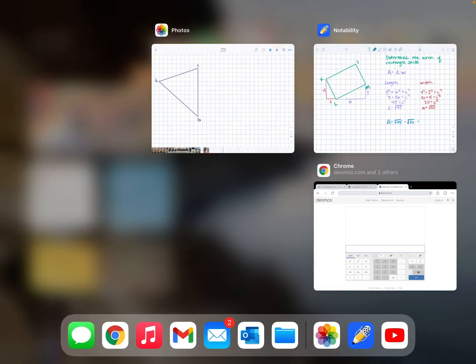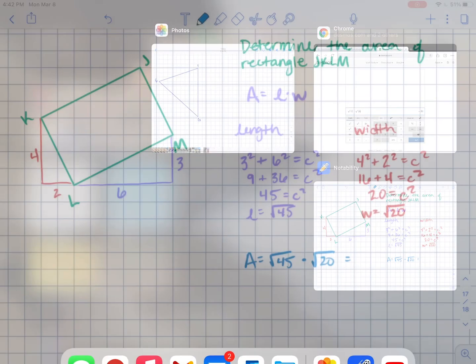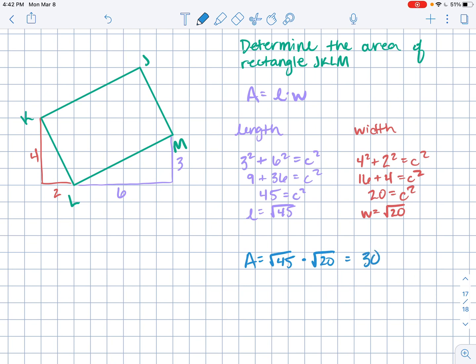So I'm going to go over to my scientific calculator on Desmos and type that in. Radical 45. Make sure I move my cursor over so I'm out of that radical, times radical 20. So the answer is 30. The area of this rectangle is 30.